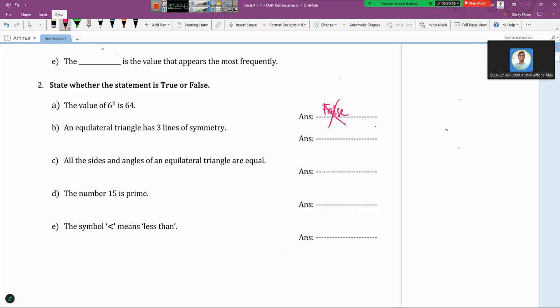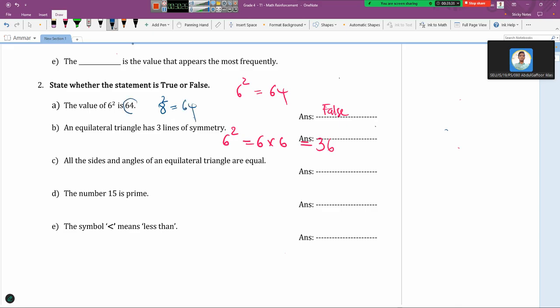Now let me explain. Here they are telling 6 square is equal to 64. Now 6 square means 6 into 6. 6 into 6 is what? 36. So that is false, right? Yeah, you are correct. So what can give you 64? 8 square can give you 64, right?